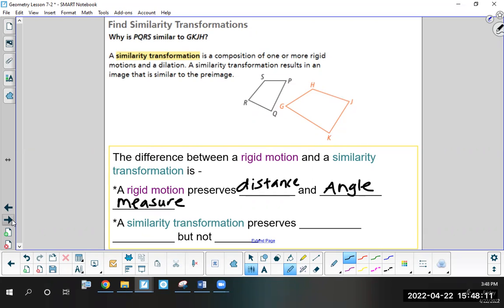Okay, and then you can also say it also preserves the side length. I'm going to put that on there too in parentheses. If I were to take a parallelogram and I were to do one of those rigid motions, a rotation, a reflection, or a slide, the side lengths are going to stay the same. So are all the angles, everything's going to stay the same. Okay, they're congruent.